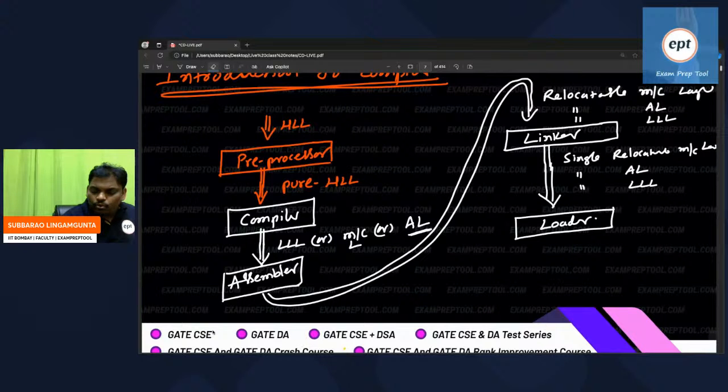This is the input to loader. I will explain. Yeah, I will explain. Just try down.